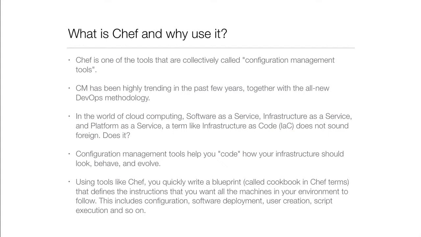In the world of cloud computing, software as a service, infrastructure as a service, and platform as a service, SaaS or IaaS or PaaS as they are sometimes abbreviated, a term like infrastructure as code or IaC does not seem foreign, does it? Configuration management tools help you code your own infrastructure. You code your infrastructure the way it should behave, the way it should look, and how it's going to evolve in the future. You code your infrastructure the same way you code your software.